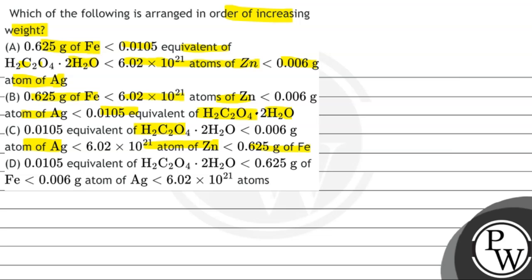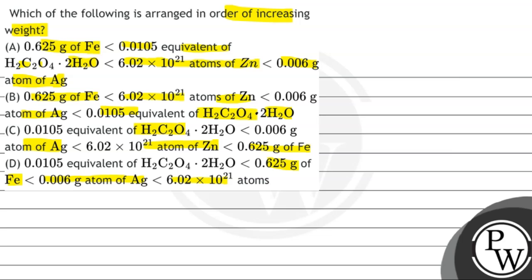And option D: 0.0105 equivalent of H2C2O4.2H2O is less than 0.625 gram of Fe, which is less than 0.006 gram atom of Ag, which is less than 6.02 into 10 to the power 21 atoms of Zn.